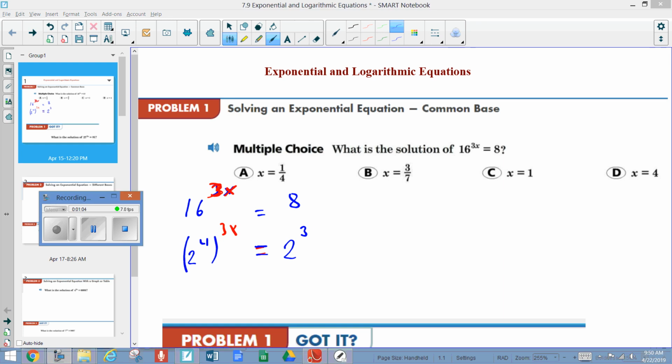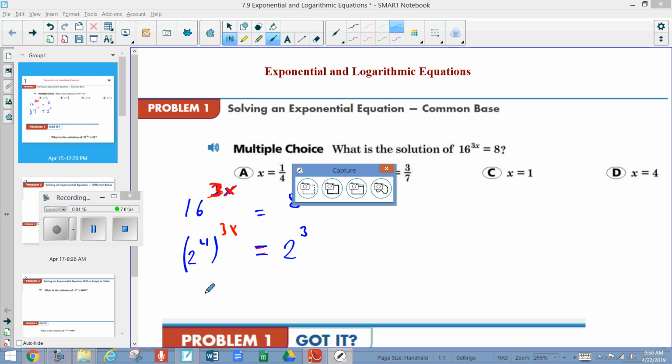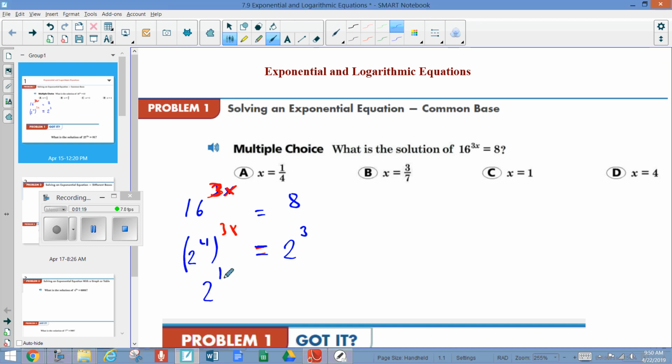Do you remember the power to the power property? What were we doing if there are two powers coming together? During the parentheses, you multiply. Good job. So, what should I write here? 2 to the power of 12x. Did everybody understand that?